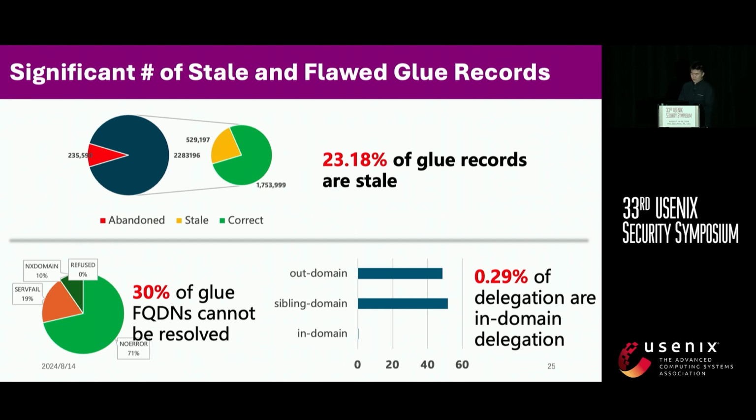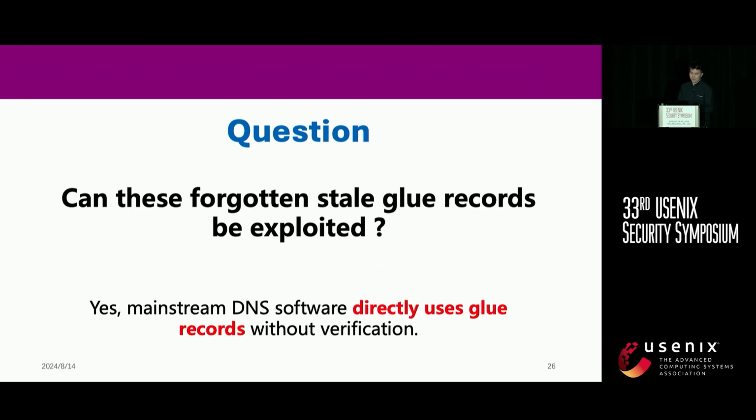And by checking all the glue records, we surprisingly find a significant amount of mismanaged glue. Over 20% of them are stale, and about 30% of the domain names in them are non-existent or inactive. We also find that glue records may not only serve the in-domain scenario per their initial design, as less than 0.3% of domains have in-domain delegation currently. So now we have a lot of mismanaged, stale, or expired glue that provides false or invalid delegation.